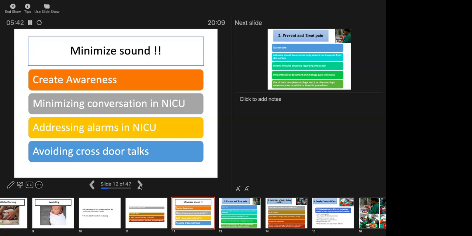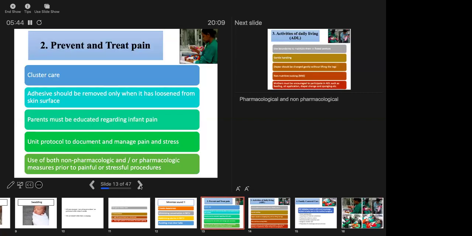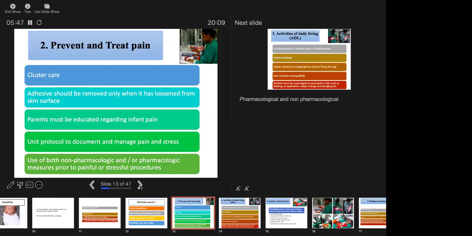So having known the importance of sleep, the other component or the core measure of developmental supportive care is prevention and treatment of pain. So in prevention and treatment of pain, first thing is clustering the care. Means you do many activities together. For example, if you want to change the diaper, if you want to feed the baby, at the same time you want to change the position of a pulse oximeter probe, all of them should be clustered together so that you don't handle the baby repeatedly. So that is first thing.